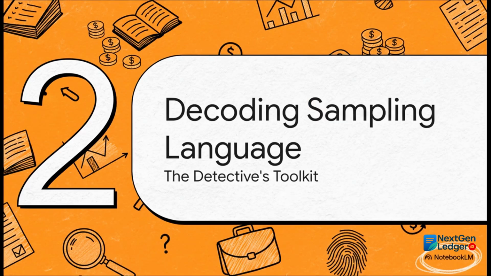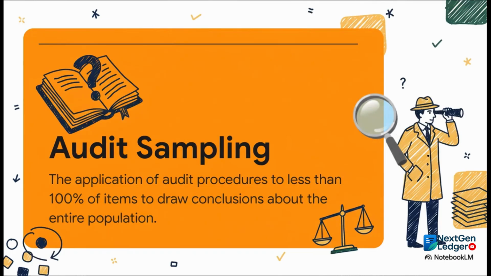You know, like any specialized field, auditing has its own language, its own jargon. So to really get how sampling works, we've got to learn a few key terms first. Think of it like we're opening up our investigator's toolkit. First up, the main tool, audit sampling itself. It's pretty simple, really. It just means you're testing less than 100% of the items. Our detective isn't going to search the whole city for clues. Instead, they're going to strategically pick a few key spots to build their case about what's going on everywhere.